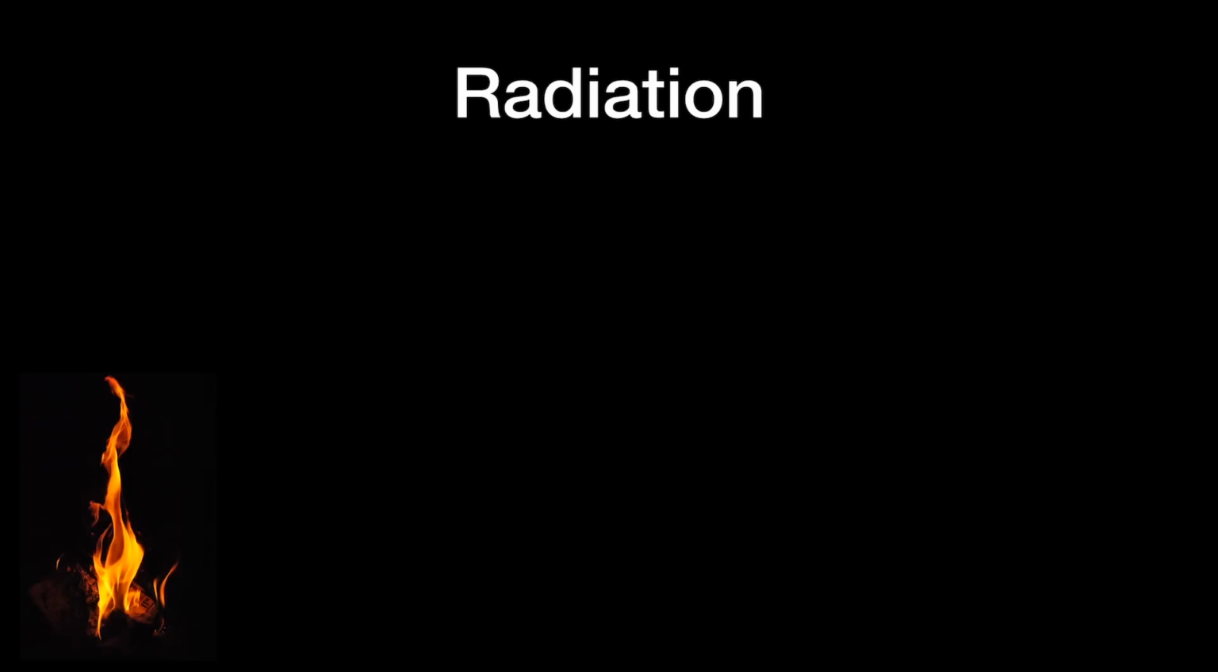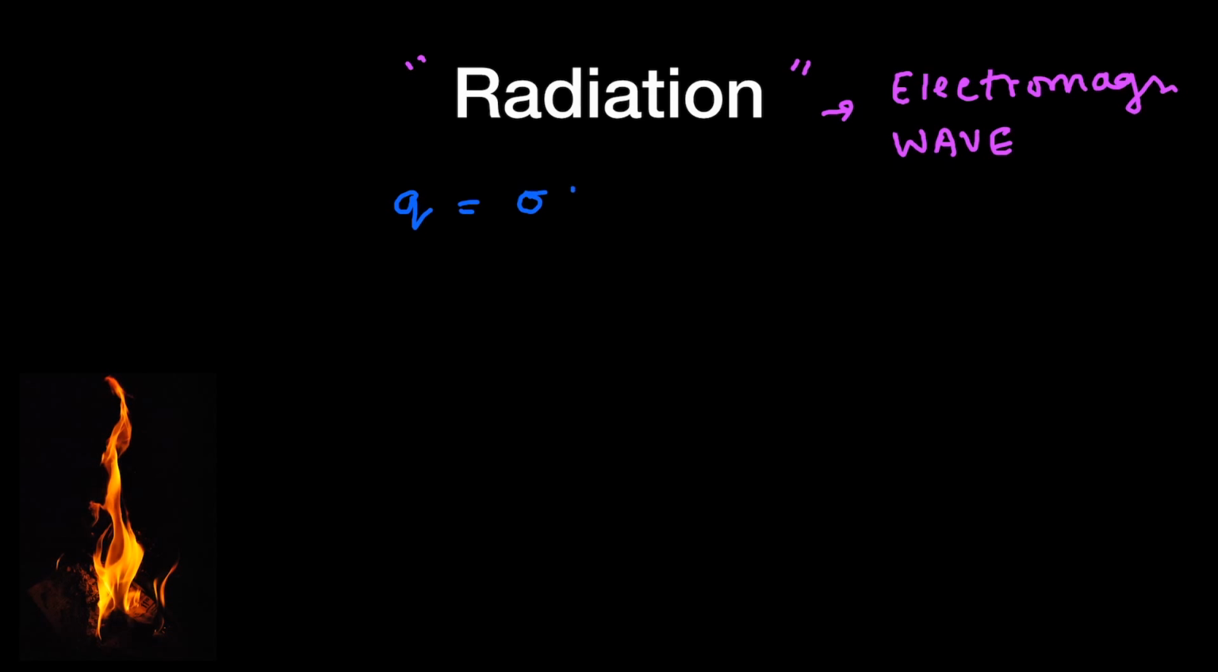Let's move to the next one, radiation. Radiation relates to what? When I think of radiation, I think electromagnetic. So radiation relates to electromagnetic wave propagation. So the formula for radiation is Q equals sigma A T to the 4 times E.